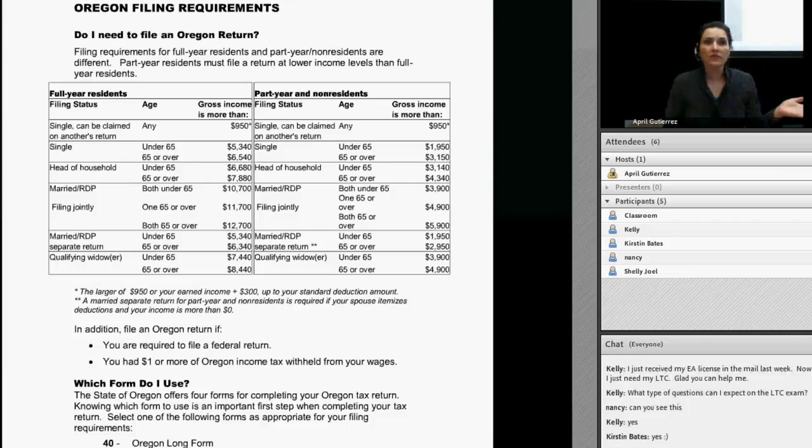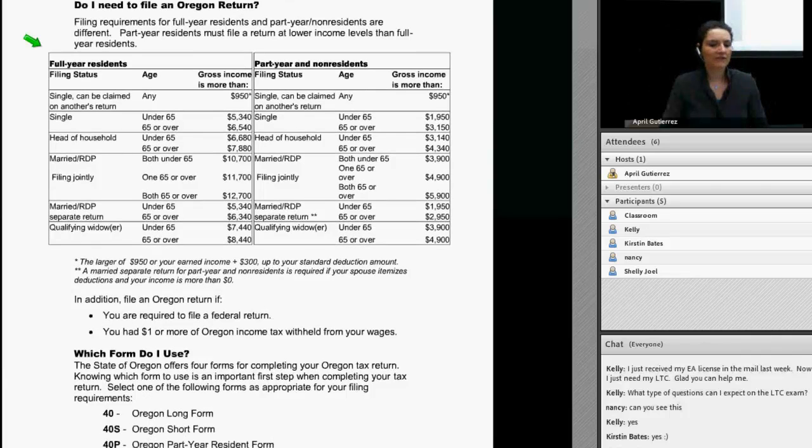So I frequently get questions from my clients who say, my kid earned this much money last year. Are they required to file a return? And my answer will be, yes, Oregon, no federal. And then they scratch their head, how is that possible? Well, let's take a look at some of these numbers.